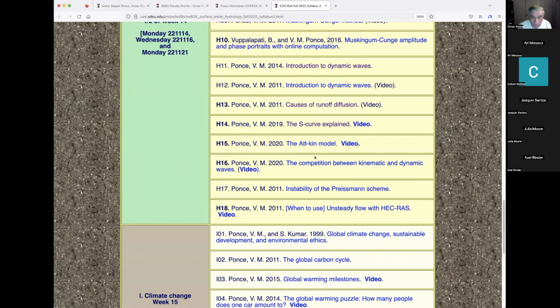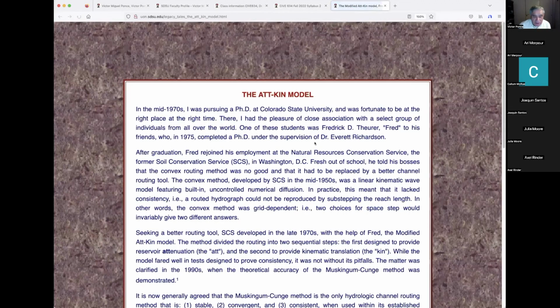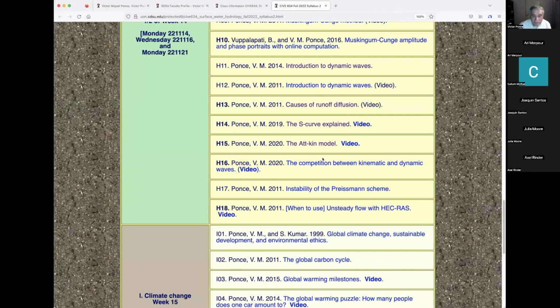So now we're going to move to the Atkin model. And in here, I believe, let me see this. No, we're going to show the video. And here we're going to show the video. You know, I jump around into raster and vector in here.